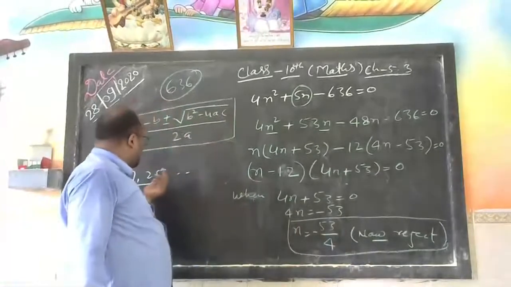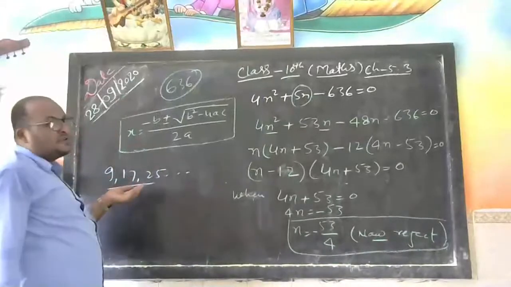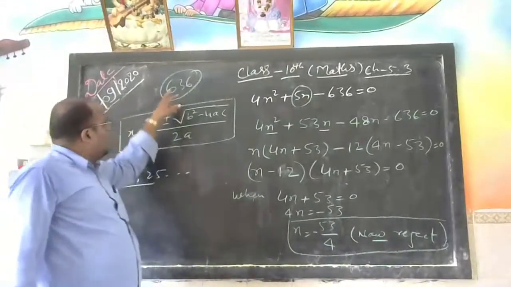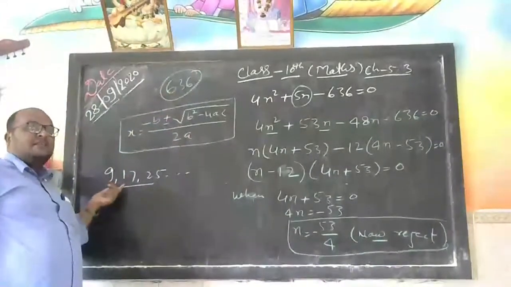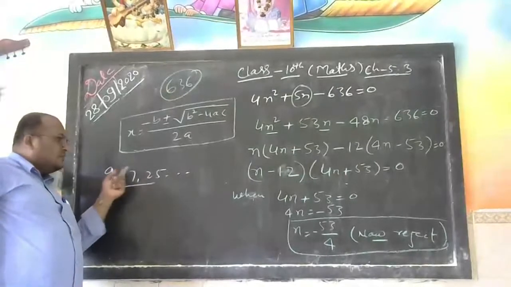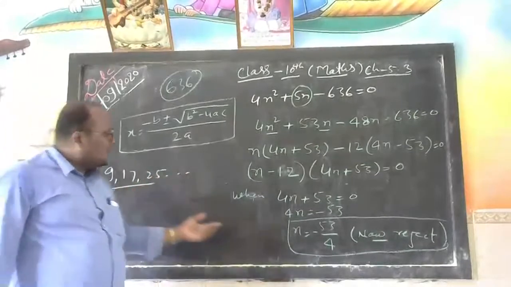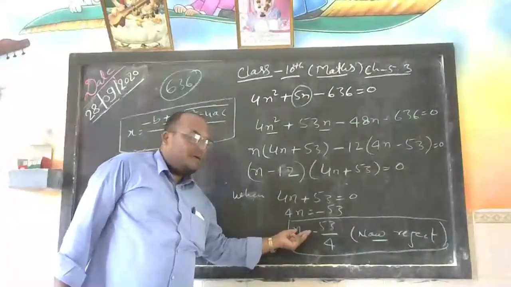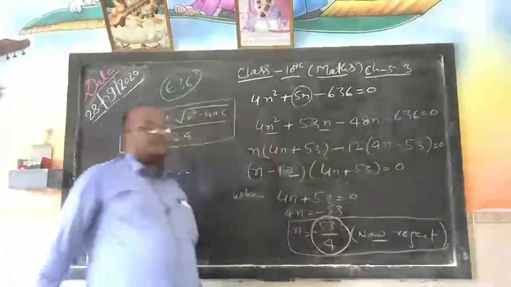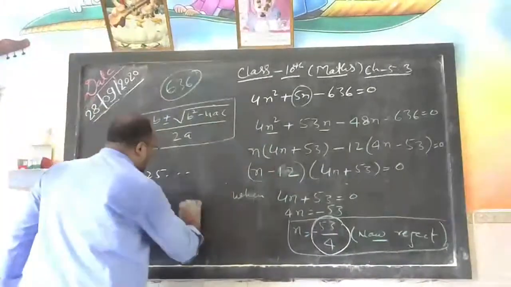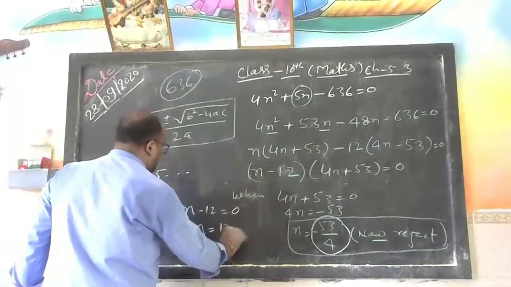Clear? Because the series is totally positive, and the common difference is also positive. So the sum is positive here, the common difference is positive here, and the number of terms present in this arithmetic progression is positive. So the value of n may never be negative. So just ignore this. Now consider n minus 12 is equal to 0. So n is equal to positive 12.